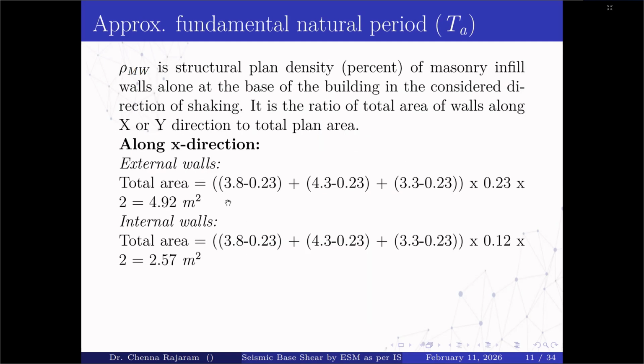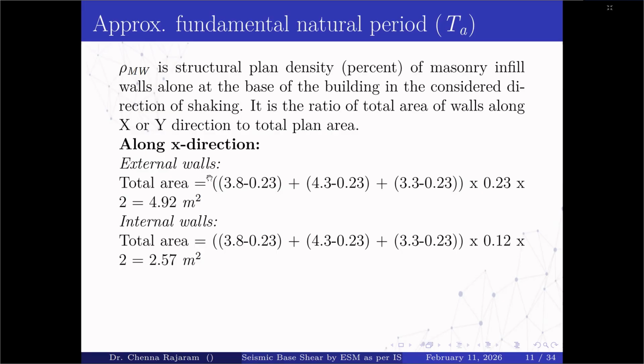Now we'll discuss the rho MV parameter. Rho MV is the structural plan density of masonry infill wall alone at the base of the building in the considered direction of shaking. It is the ratio of total area of walls along X or Y direction to the plan area.